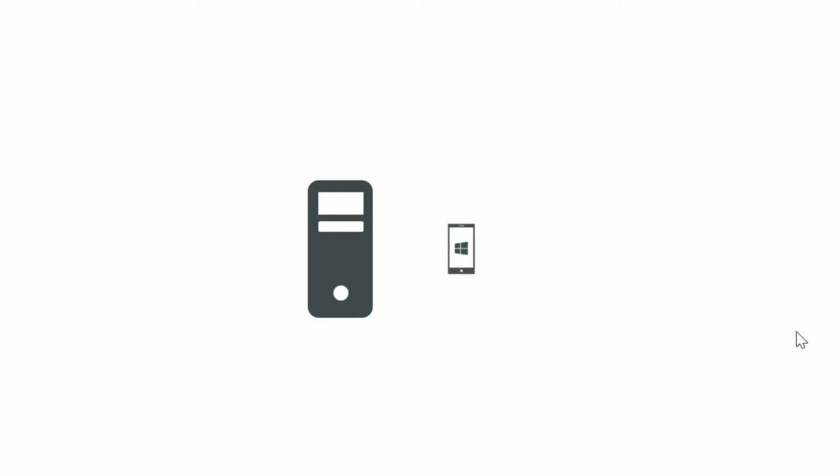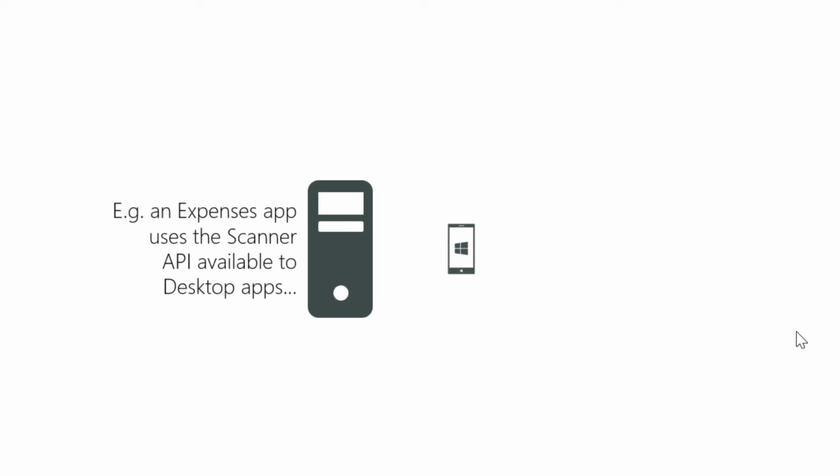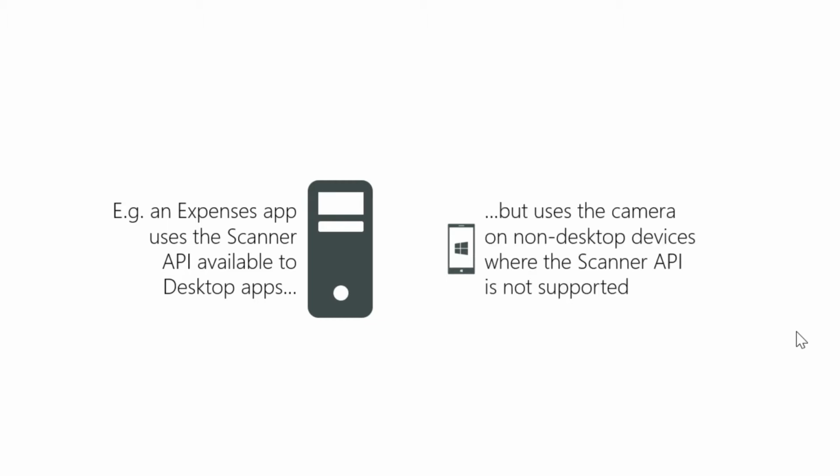Suppose we were doing an app that recorded a user's expenses. If our app is running on a desktop, we could offer the scanner to the user as an option for getting the receipts into the app, because the scanner API is available when we're running on desktop. If our app is running on mobile, though, the scanner API isn't supported, so we could fall back on other behavior. Perhaps we could use the camera instead. And this is the core idea behind what we mean by platform adaptive. We take advantage of these extra APIs, like the scanner API, on platforms where they're available.